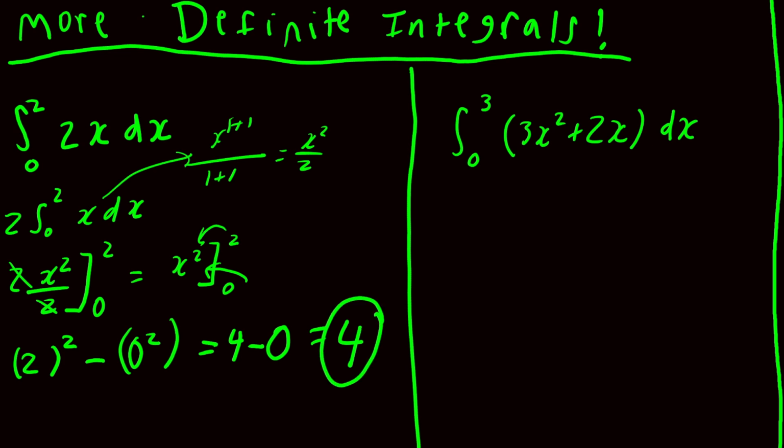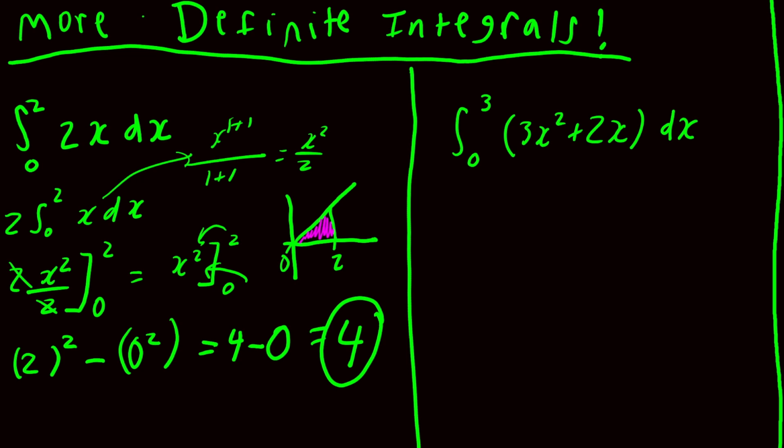What does this 4 even mean? Well, it means on the line, pretend this line is 2x, from 0 to 2, this pink area is 4. Okay? That's all that 4 means. Let's move on to the next one.